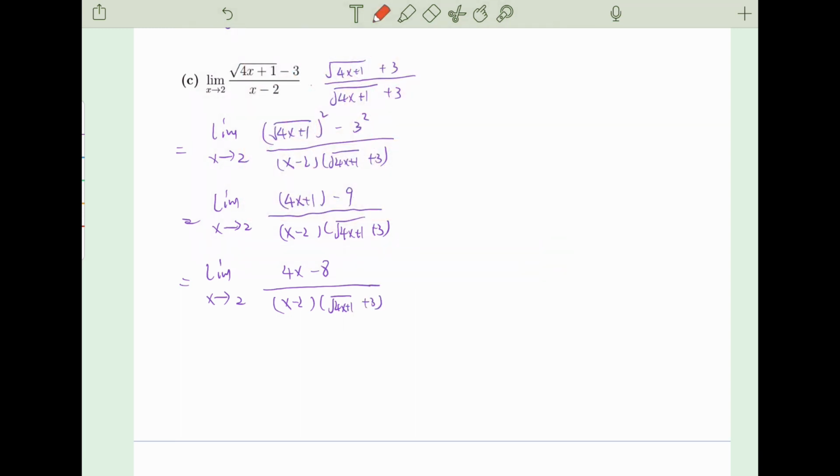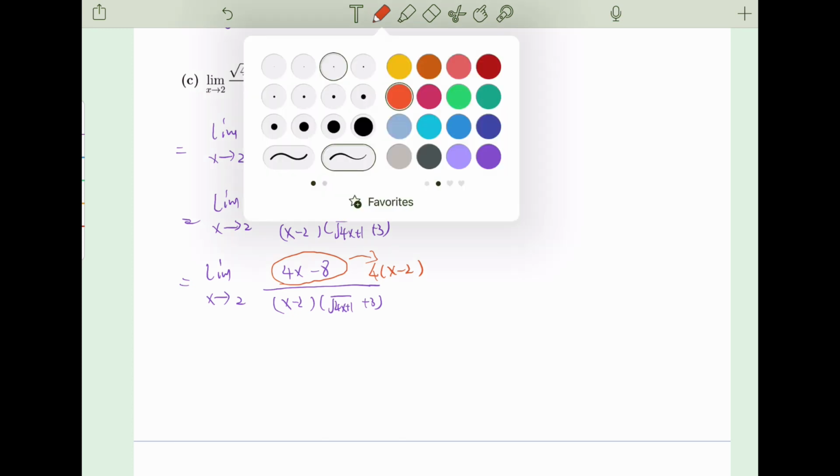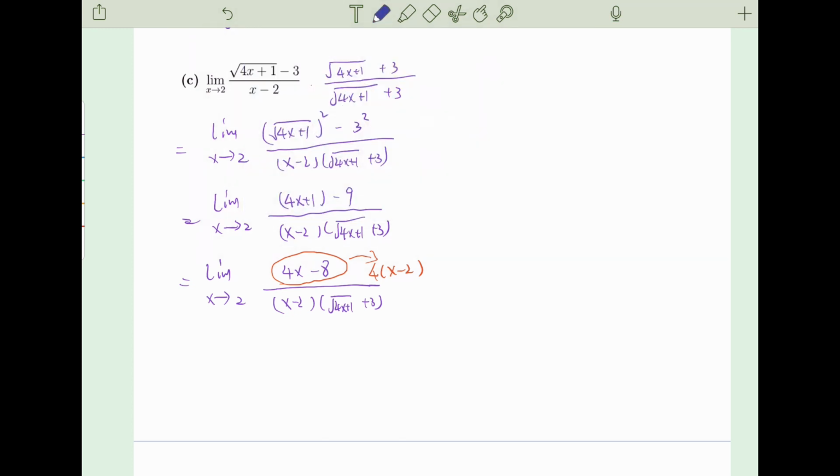And we observe that we can rewrite this as 4x minus 2, right? I can factor out the 4, so the top expression can be written as this expression here. And now we see that both the top and the bottom have the same expression, x minus 2, which we will cancel.